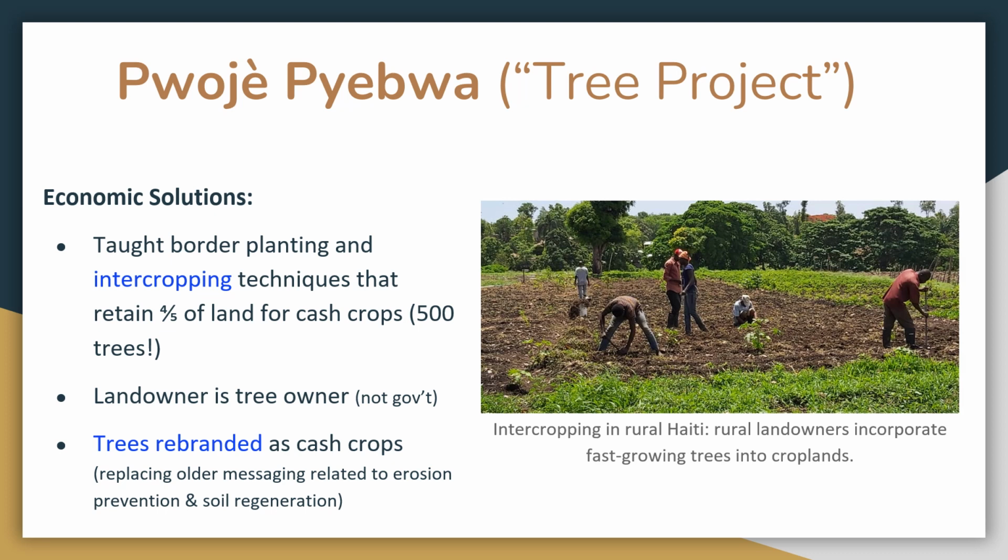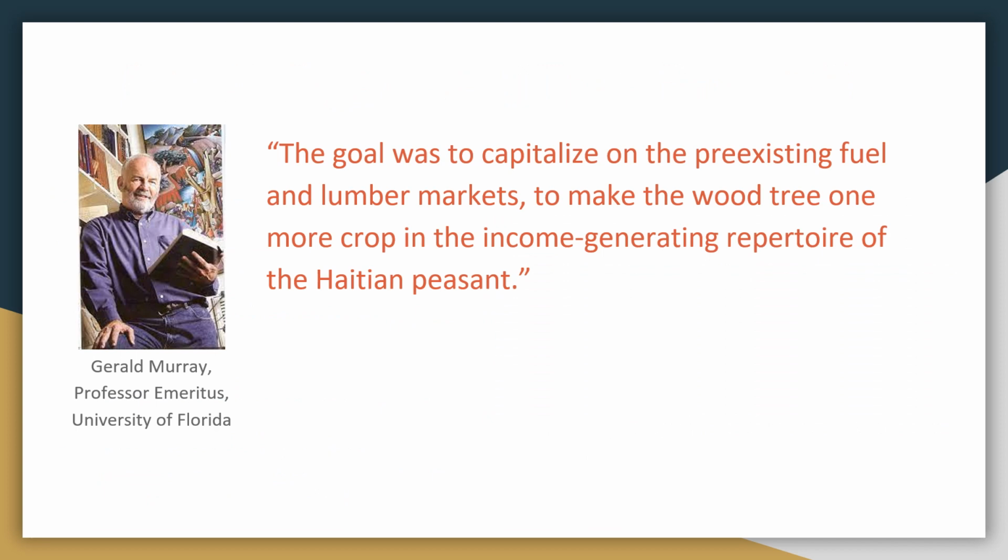So if you're able to sell your 500 trees for profit, there's an economic incentive to participate in the reforestation program. This image shows intercropping, where the landowners are incorporating fast-growing trees along with this blanket of cash crops shown in the foreground. Professor Murray explains that the goal was to capitalize on the pre-existing fuel, charcoal, and lumber markets to make the wood tree one more crop in the income-generating repertoire of the Haitian peasant.